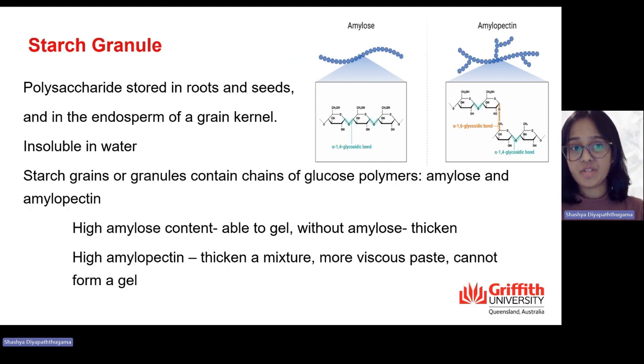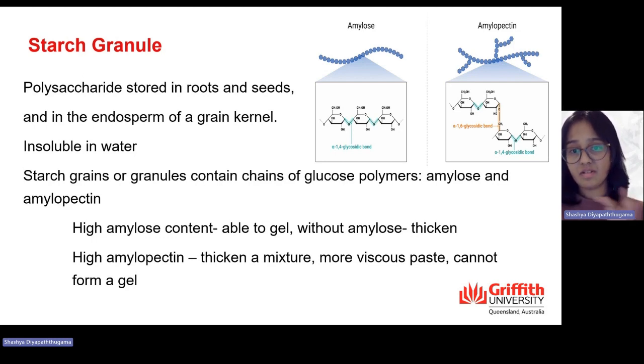Next, I'm going to introduce you to the starch granule. You already know about this, but just refreshing this knowledge is important when we go to the next few slides. So starch is a polysaccharide which is present or stored in the roots, seeds, and endosperm of the grains, and this is insoluble in water.